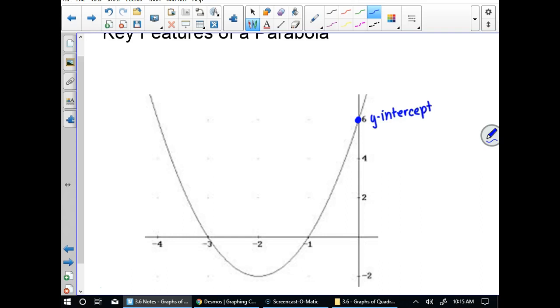Okay. The next points I'm going to label here are these 2 points right here. Why are those special? What are those called? They're your x-intercepts. Or there's another word sometimes we use for them. I know that starts with Z. Zeros. So both of those are x-intercepts, or they can also be called zeros of the function.